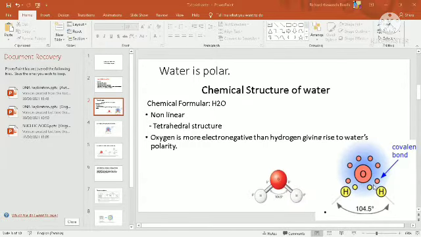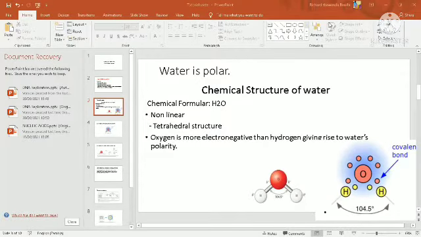As can be seen, there's an interaction between the electrons of the oxygen atom and the electrons of the hydrogen atoms. And as a result of the interaction, water takes up a nonlinear shape, which is this V-shaped structure shown here, known as a tetrahedron. So it takes up this shape as a result of the repulsions taking place at the electron level.